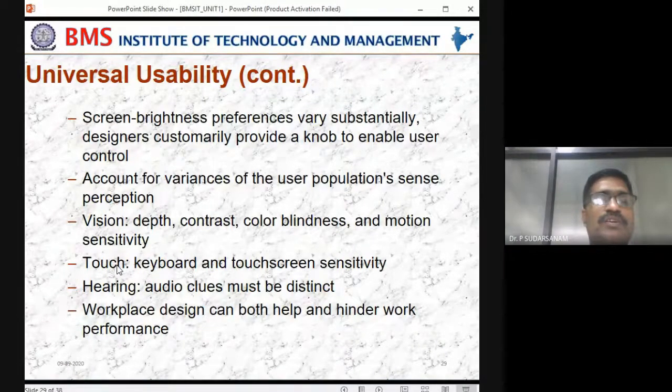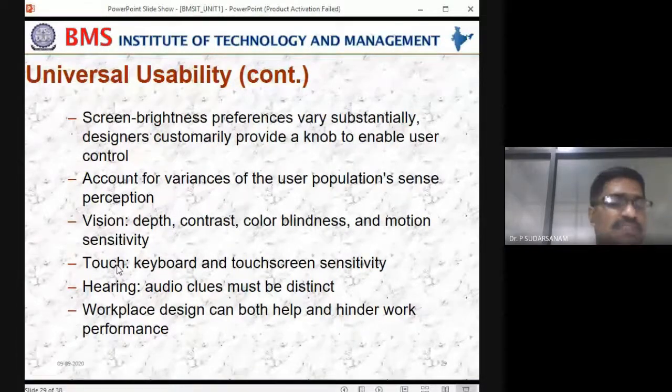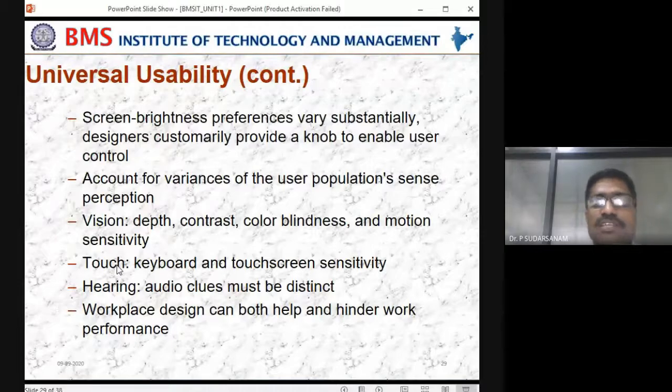Then depth, constant color blindness and motion sensitivity. Next one is touch, that is the keyboard and touch screen sensitivity, all these things. This one is computer related, you know that. Hearing: audio cues must be distinct. Workplace design can both help and hinder work performance. These were the universal usabilities.